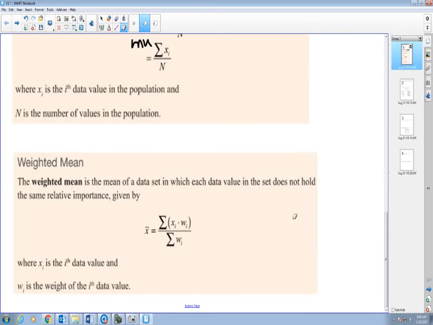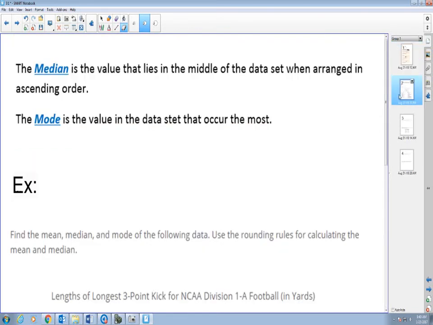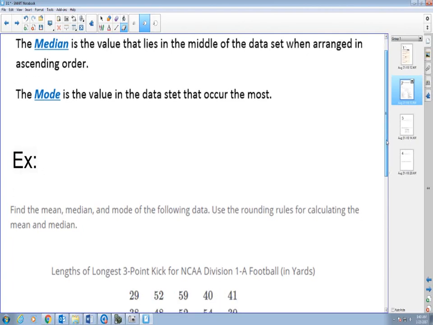Now, most of the time, I like students to use their graphing calculator to figure out the mean and such. So we will do that just in a minute.